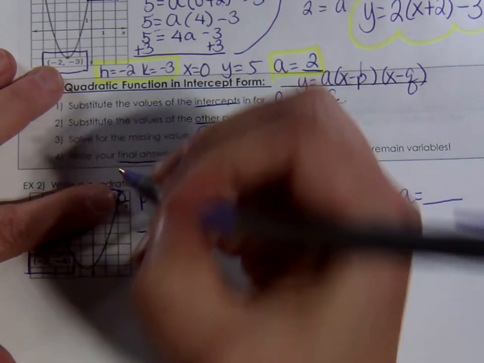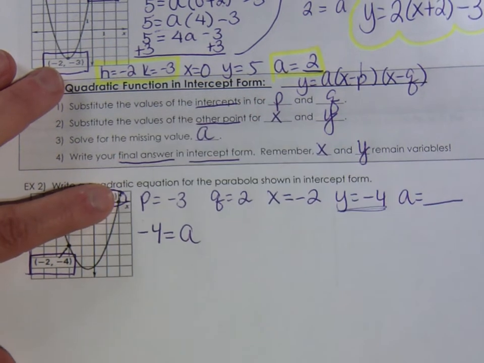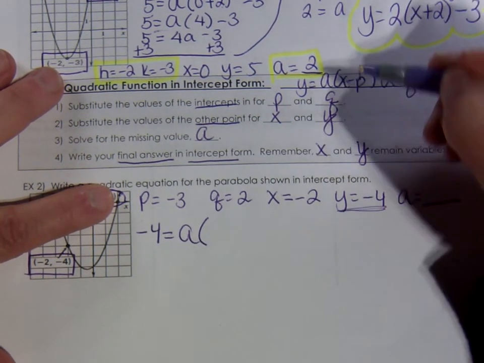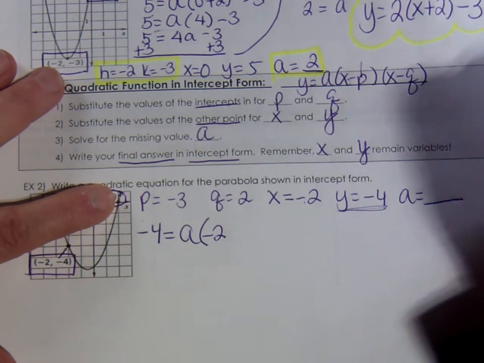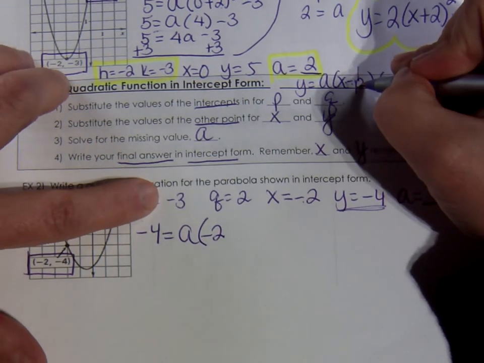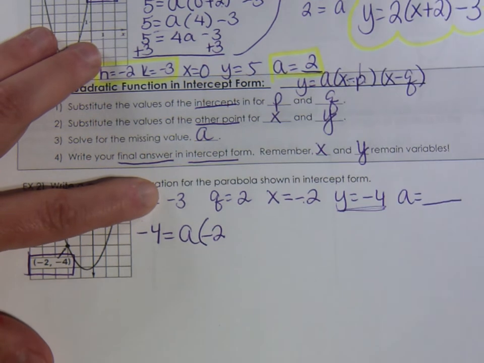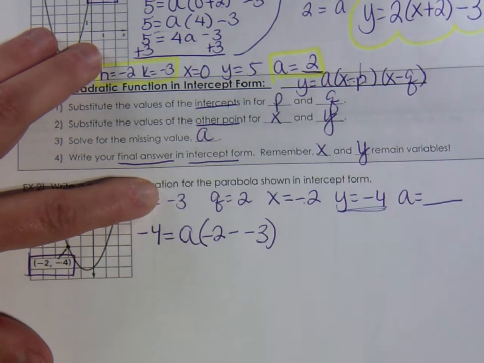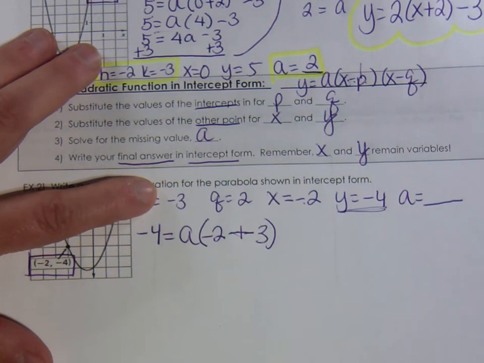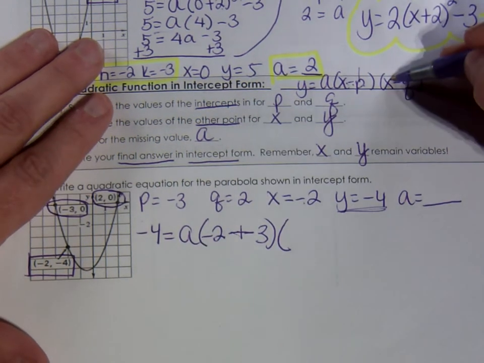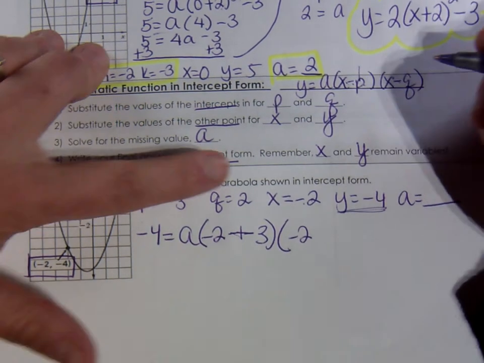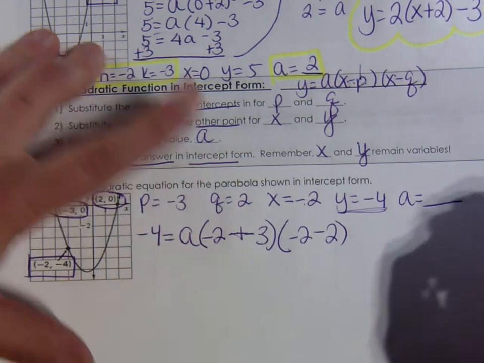Y equals a. I don't know what a is next. Times x. X in this case is -2. Minus p. So remember, it's always the opposite of what we see inside. So that's going to be minus -3 or +3. Times my x value again is -2 minus 2. So that is the opposite of what I see here.